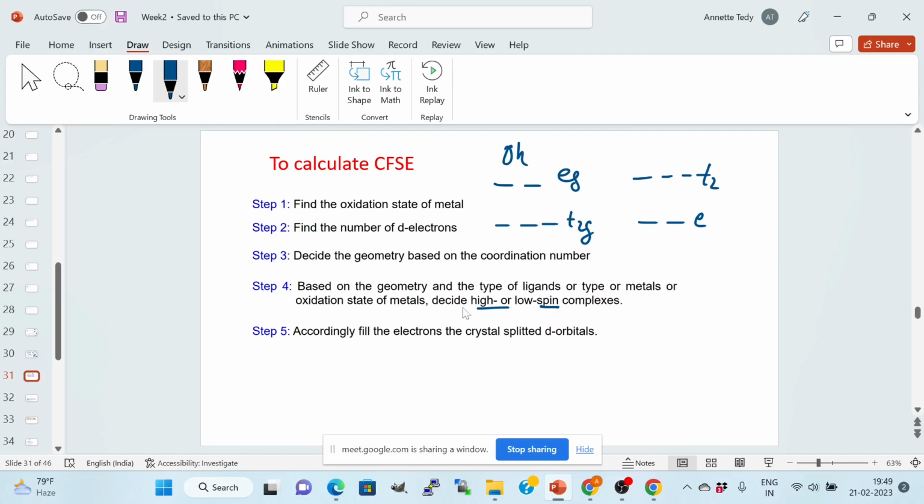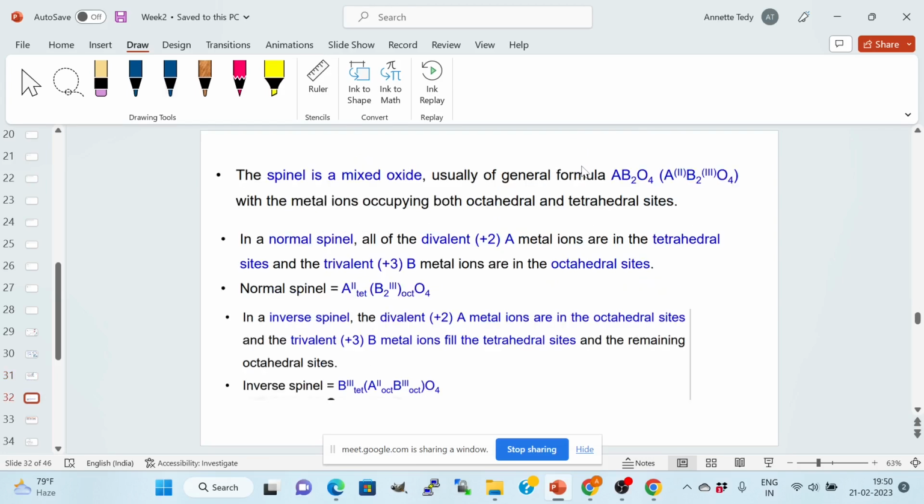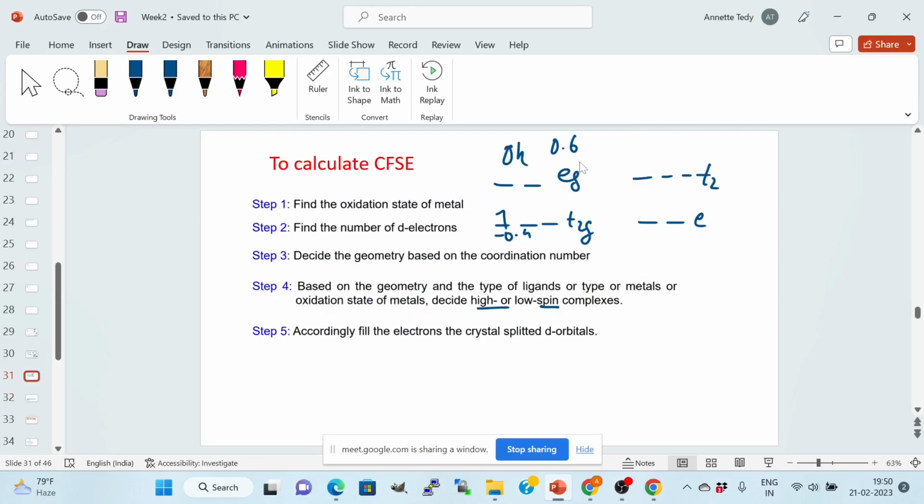Then to calculate, as you know, each t2g electron will give minus 0.4. Each eg electron will be plus 0.6. Yes, for tetrahedral, here it will be minus 0.6 and this will be plus 0.4. That's it. Same values, just the sign will be different. We'll solve some questions, then it will be much clearer.